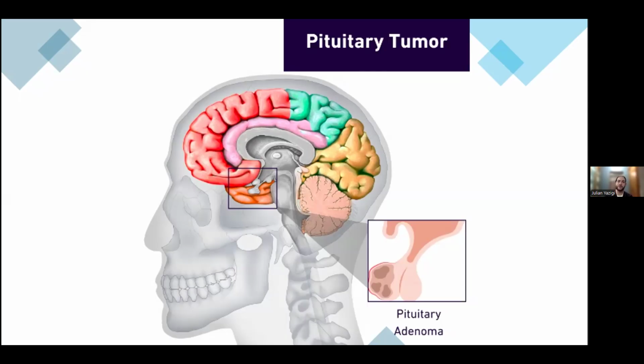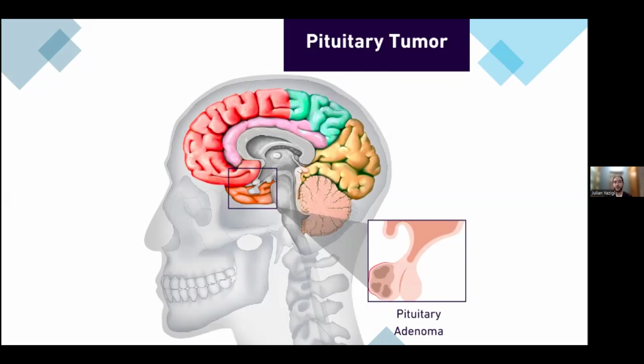By contrast, non-functioning adenomas, which are often gonadotroph derived, typically present later due to mass effect. As they enlarge, they compress the optic chiasm, leading to bitemporal hemianopia, and may even invade the cavernous sinus, thereby affecting cranial nerves 3, 4, and 6.